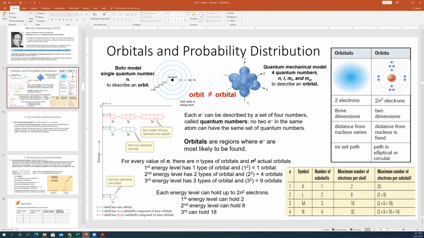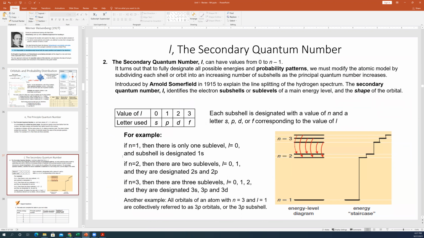Okay. Miss, I think I found the slide. It's 37. Okay. The second quantum number. Yeah, that one. This one. Okay.